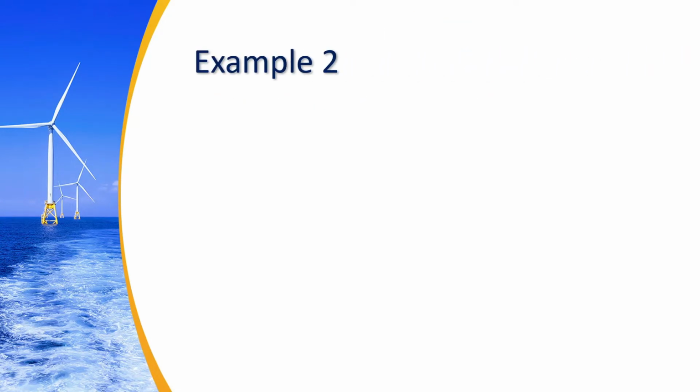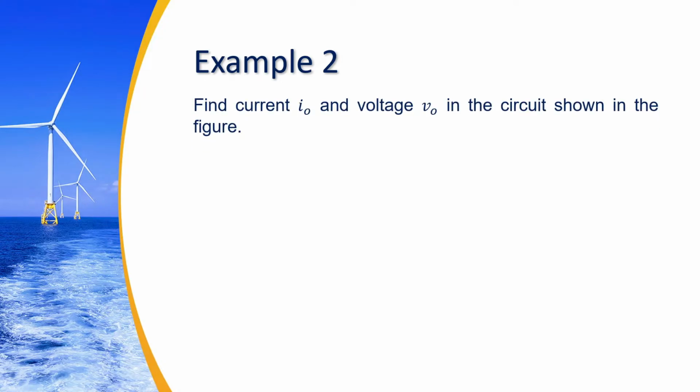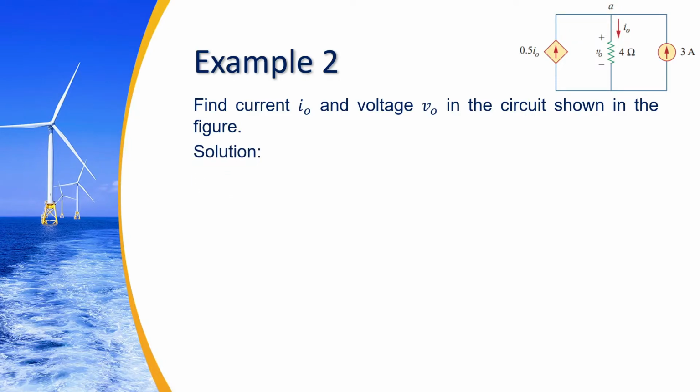Okay, for example number 2. Find current IO and voltage VO in the circuit shown in this figure. For the solution, we apply KCL at node A, this node A here. Why there? Because that is where our two unknowns are.